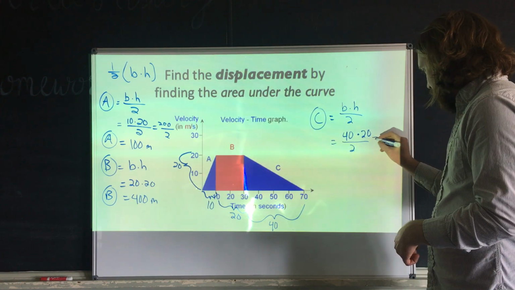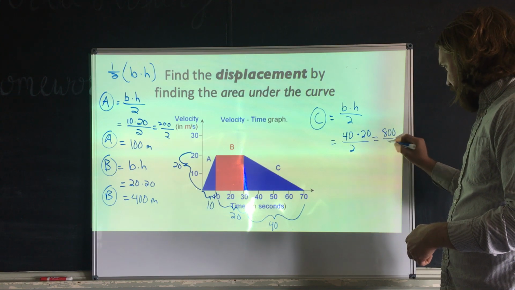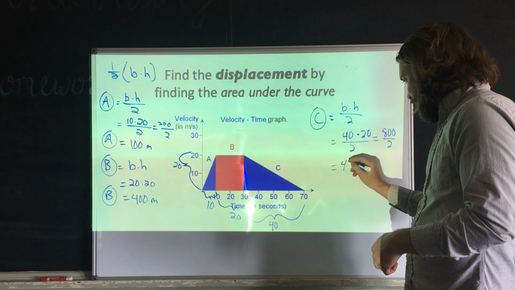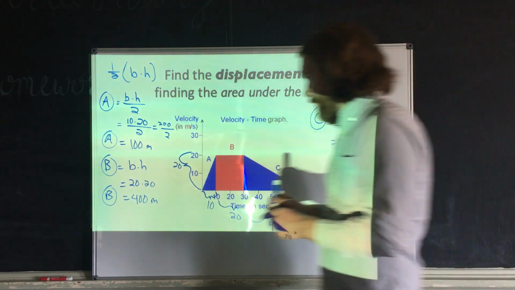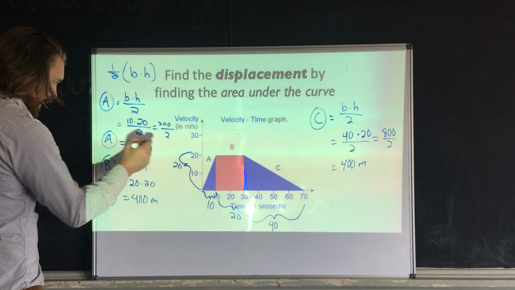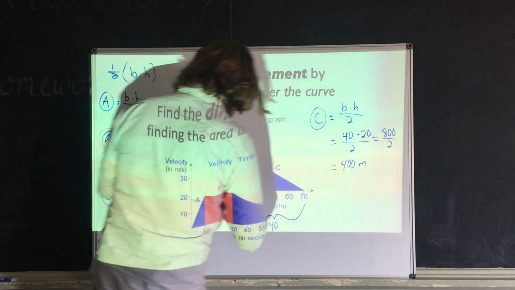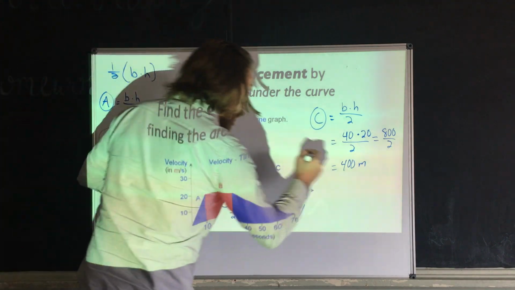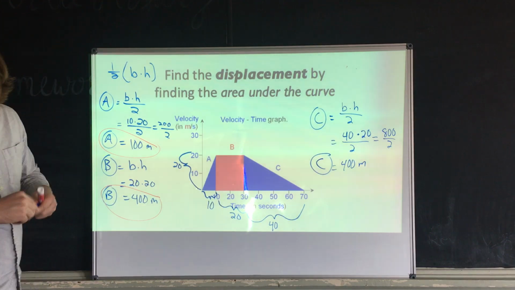Divided by 2. 40 times 20 is 800, and 800 divided by 2 is 400. All of these are meters. So now we have A, B, I forgot to put the C. Let's make it look like the other ones. I like consistency.